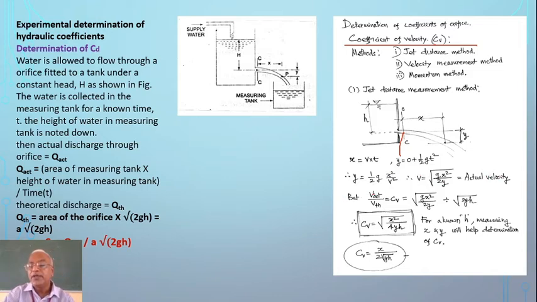But V actual divided by V theoretical is Cv. If I put both the expressions, V actual is square root of g x squared divided by 2y, and theoretical velocity is square root of 2gh. Now if you simplify both of these, Cv will be equal to square root of x squared divided by 4yh, or Cv is equal to x divided by square root of 4yh, or 2 root yh. So that is the expression for Cv.